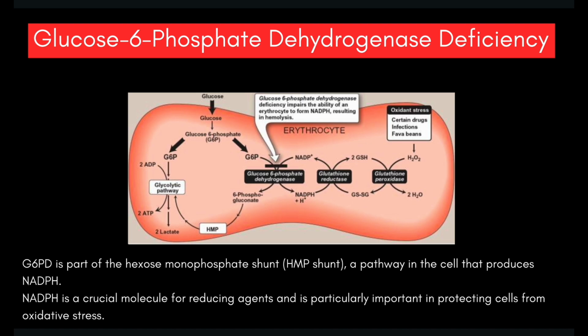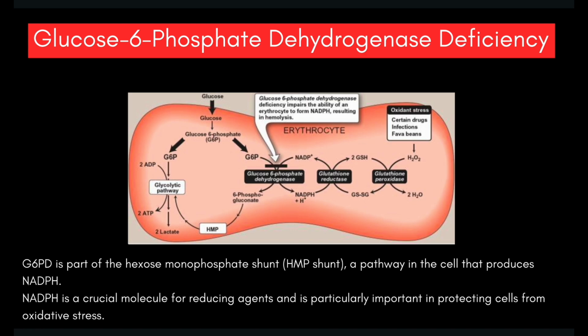The main inheritance pattern of G6PD deficiency is an X-linked recessive genetic disorder. Males are more commonly affected, as stated previously, while females can be carriers or, in rare cases, manifest symptoms if they inherit both of the defective genes from both parents on their X chromosomes.